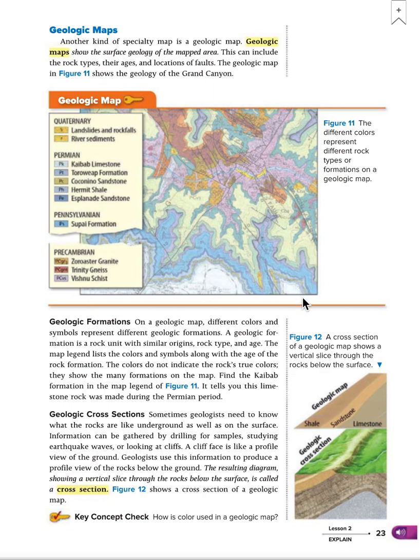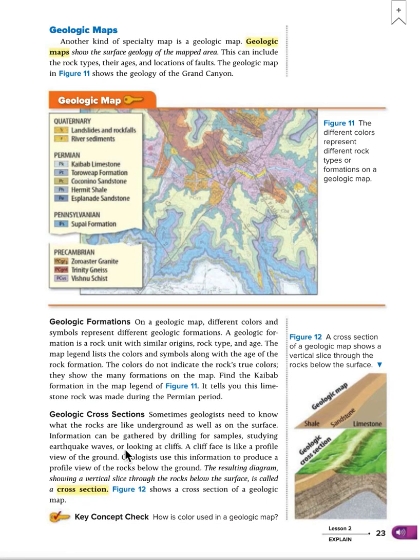So let's find the Kaibab limestone here. Let's find this on the map. Okay? This is going to be this light blue line here, okay? It tells you that this limestone rock was made during the Permian period, okay?